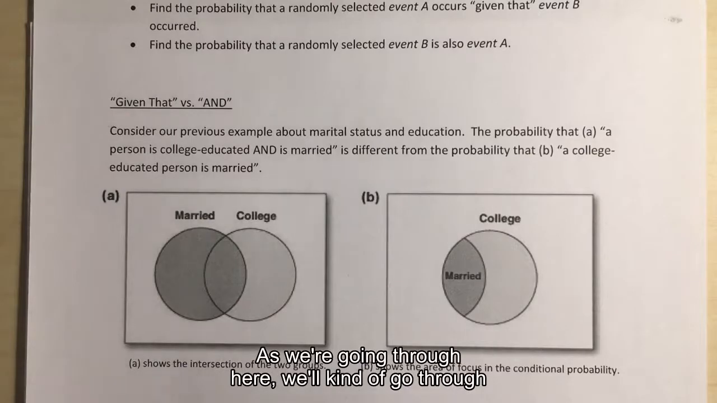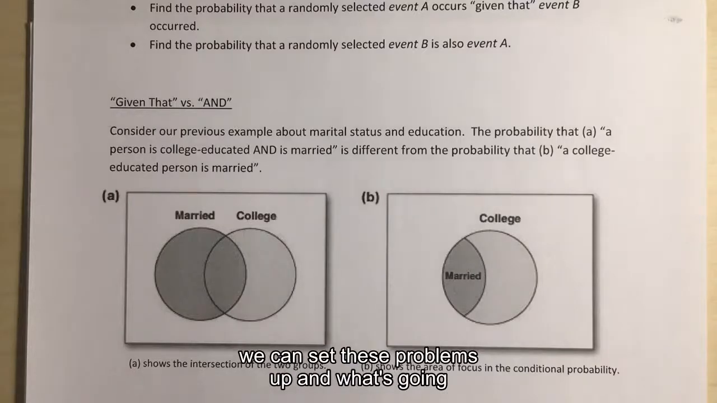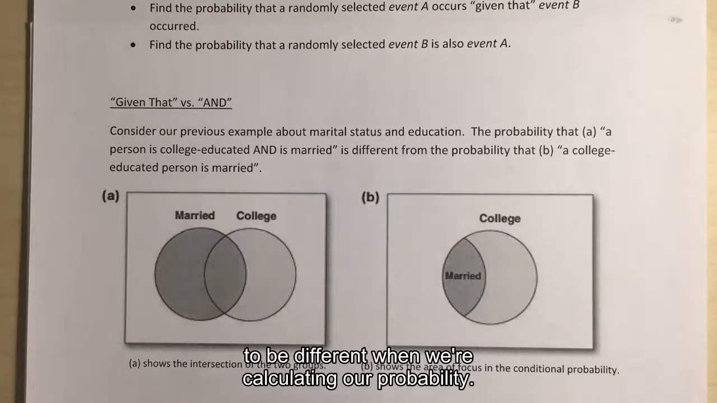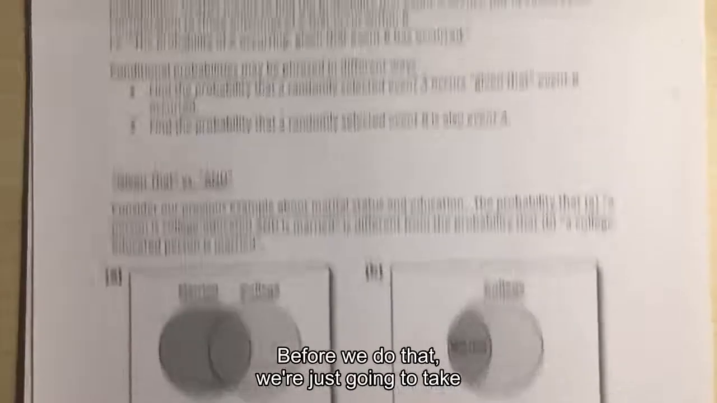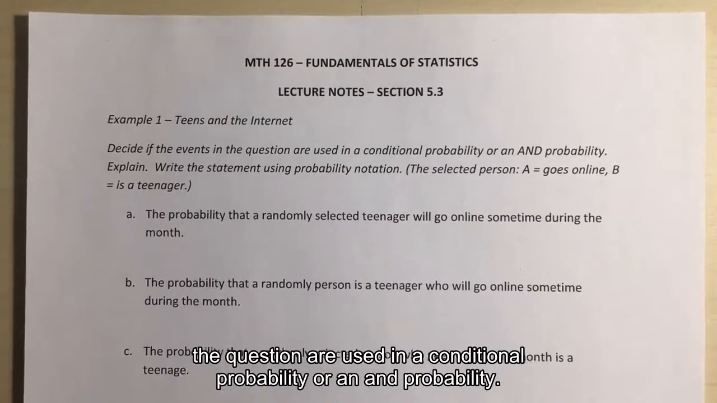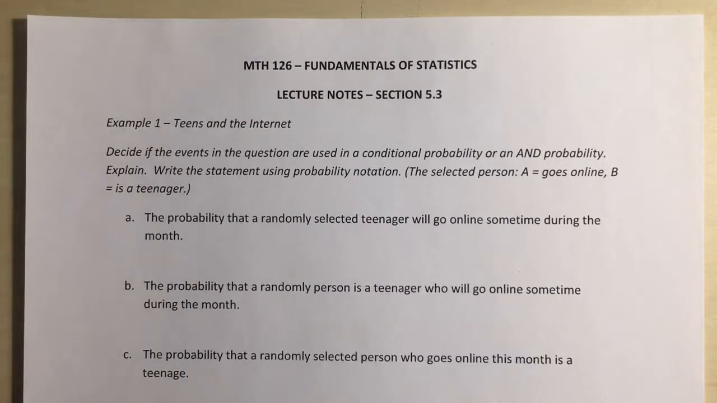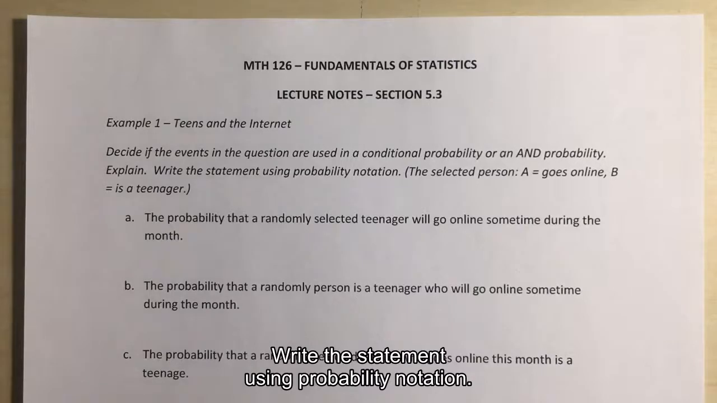As we go through here, we'll go through some different examples and look at the phrasing, how we can set these problems up, and what's going to be different when we're calculating our probability. Before we do that, we're just going to take a quick look at the first example and try to determine, based on the phrase, what we are looking at here. Decide if the events in the question are used in a conditional probability or an and probability. Explain. Write the statement using probability notation.